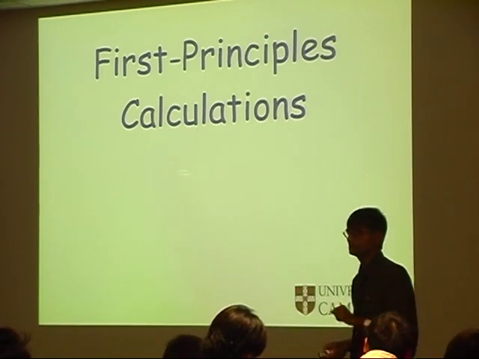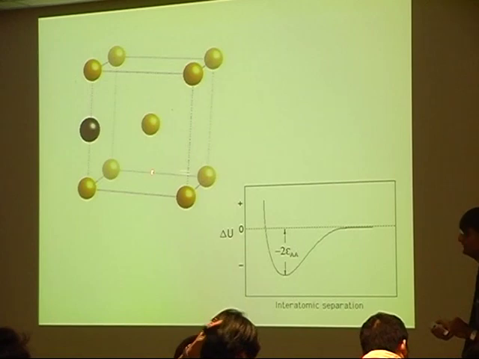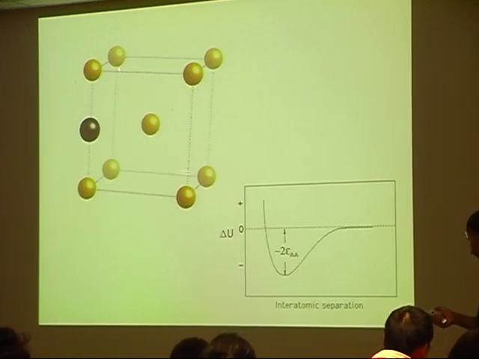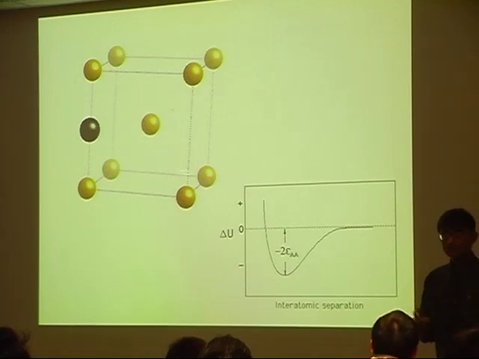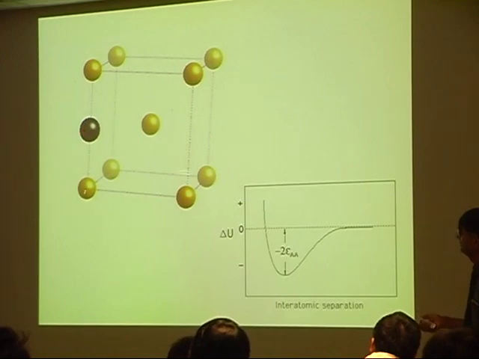So let me give you one example. This is the unit cell of ferrite, the body centered cubic. You can see the iron atoms. If I put a carbon atom inside that unit cell, then it will sit along the edge of the cell.